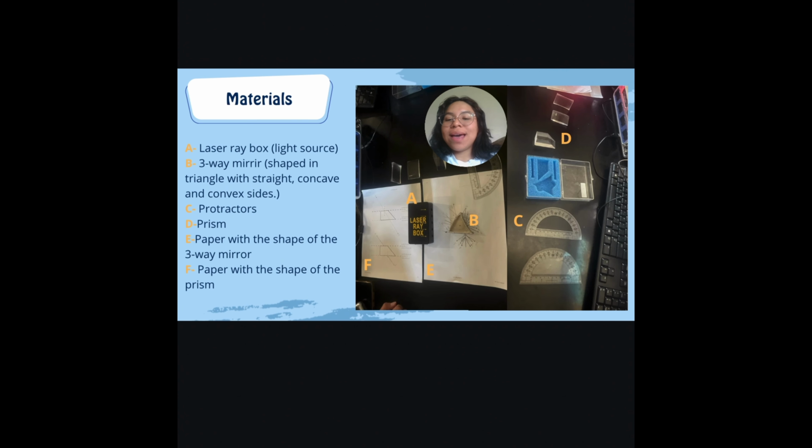This is materials for Lab 10. For our first, letter A is the laser ray box, which is the little rectangle black box. It had multiple layers on the side, as you can see from the circles. But what we did is we taped post-it notes over them so that only the middle laser came out, and we used that middle laser to focus on our angle and then see the refraction that came out on the other side.